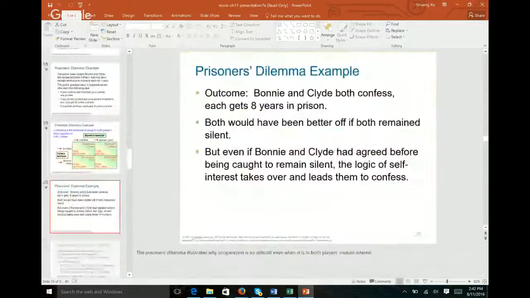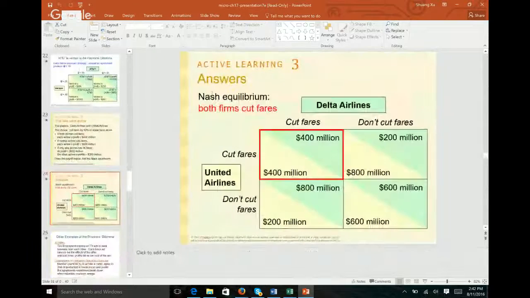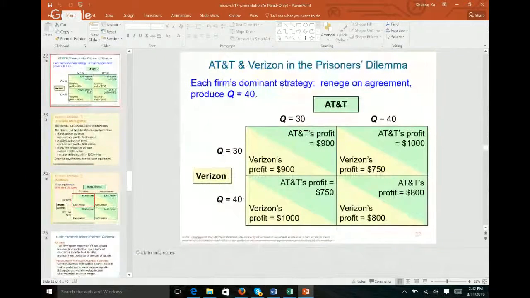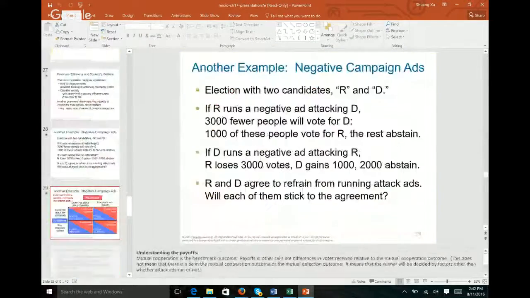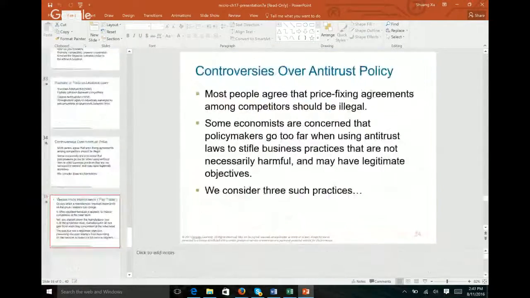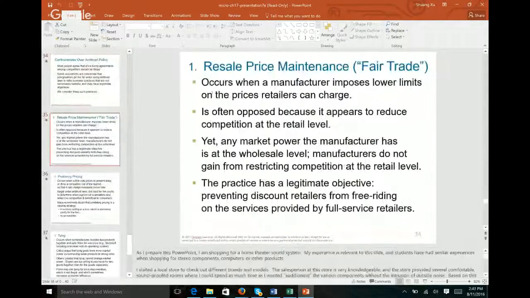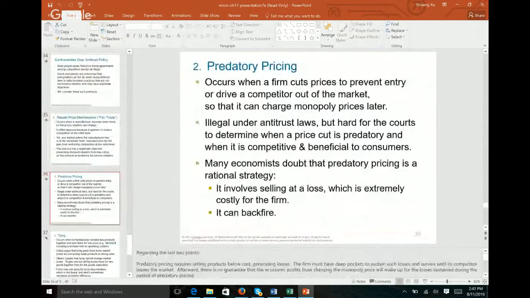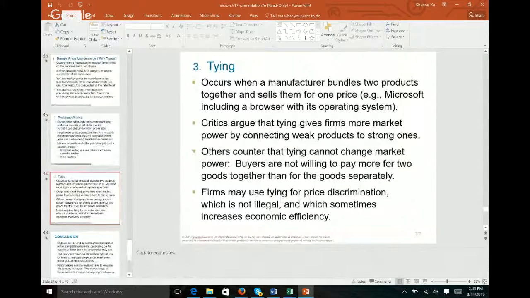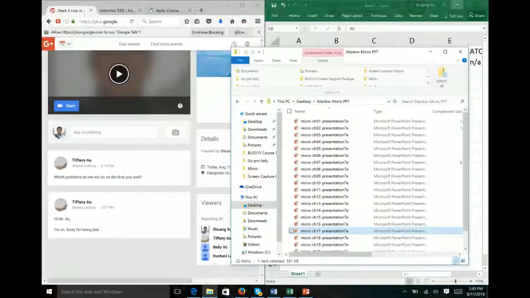Let me think what else you need to know from this chapter. Yeah, make sure you know how to read a table like this, because there are questions on the test just like this. Okay. I think that's about it. Oh, notice too, know what resale price is, know what predatory pricing is, and know what tying is. This is in your Aplia homework because I got it wrong last night. So make sure you know the definition for each one. Okay. All right. I think that's it for chapter 17.